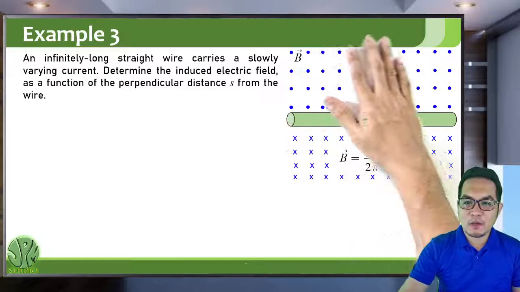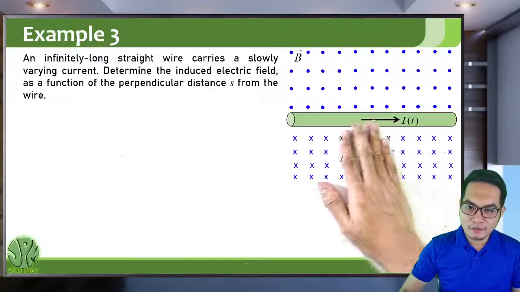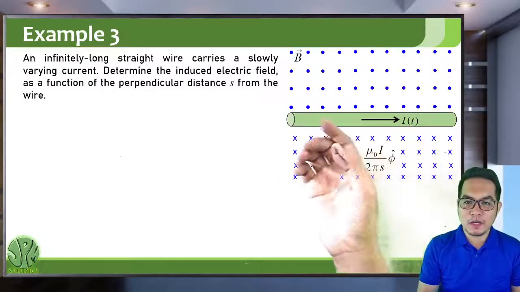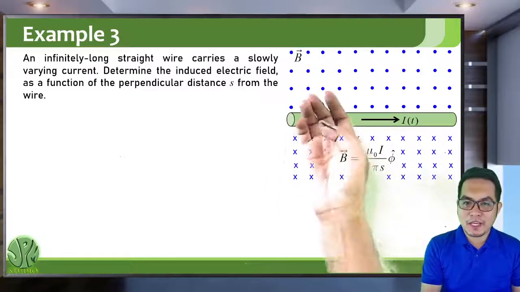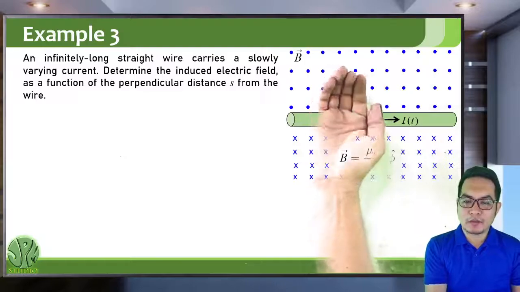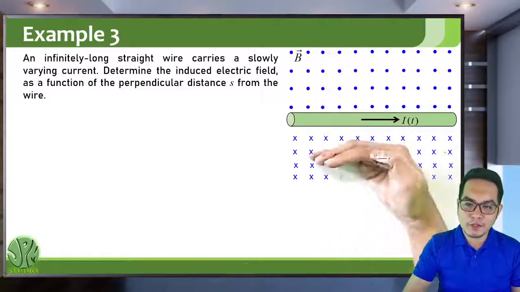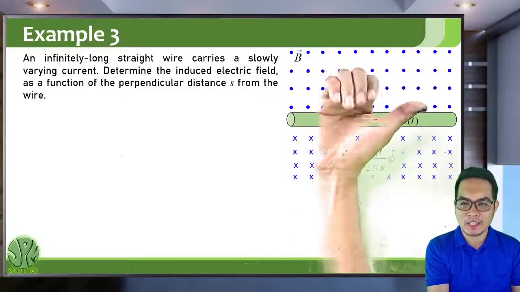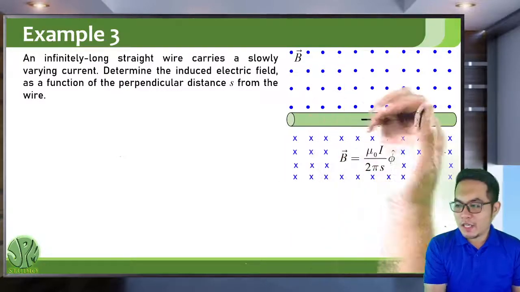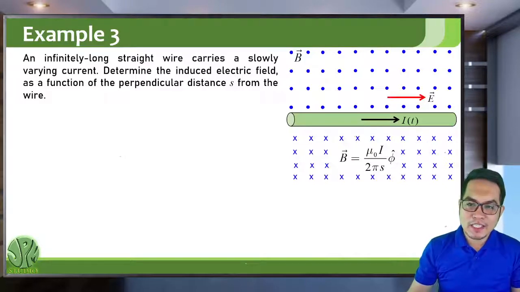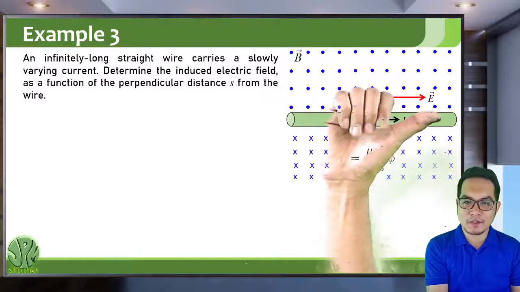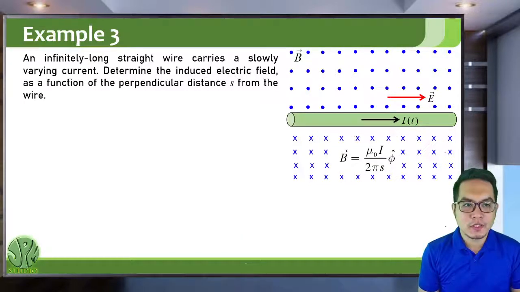Since our board is only two-dimensional, we can only draw the magnetic field as out of the page in the upper region, and into the page in the lower region of the wire. So it's curling around the current. Meaning the electric field is actually in this direction. In all the regions, the electric field is in this direction.